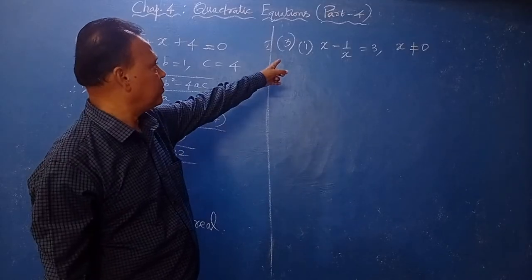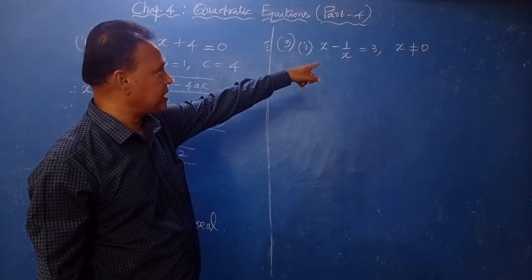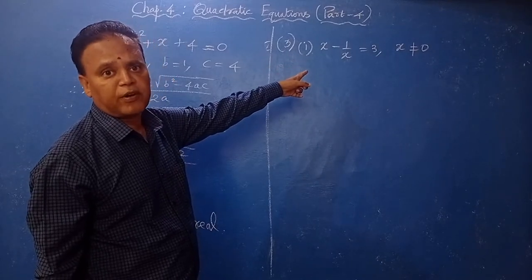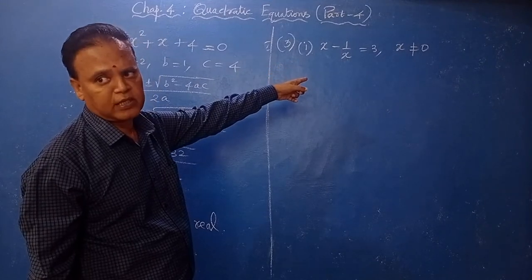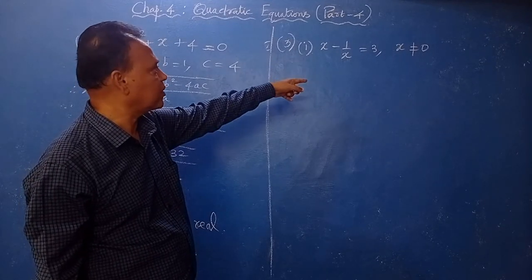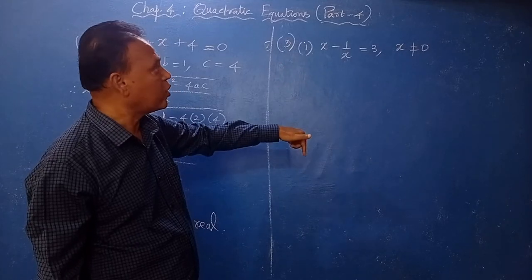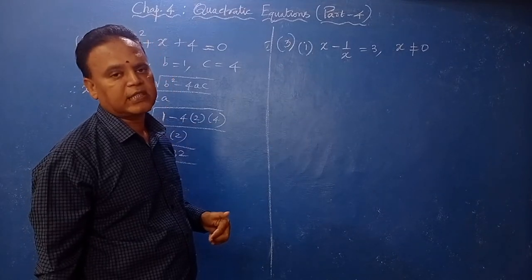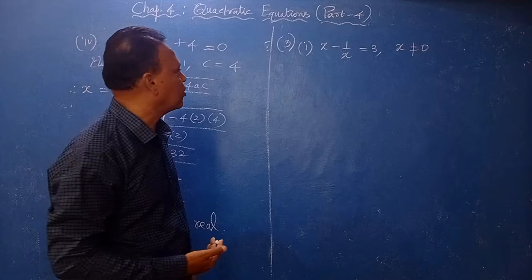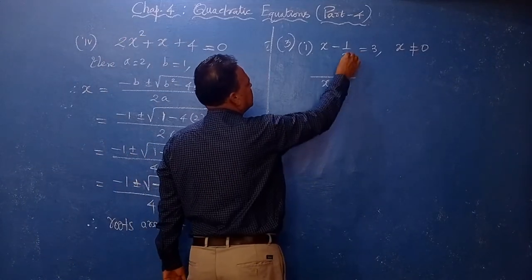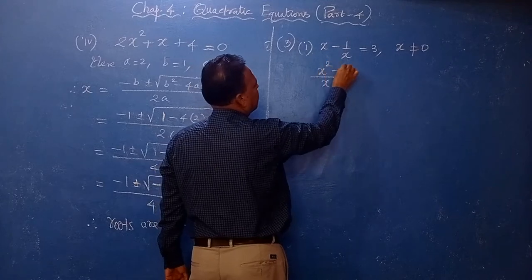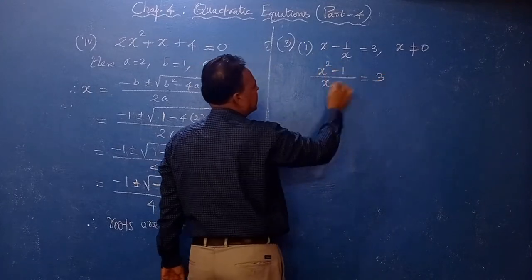See the next problem. x minus 1 by x equal to 3. So this is not in the form of a quadratic equation. Clear? Standard form of quadratic equation. It's not in the standard form of a quadratic equation. So you have to make it the standard form of a quadratic equation. Then you have to find out the roots. So here take LCM. x squared minus 1 equal to 3x. Cross multiply.